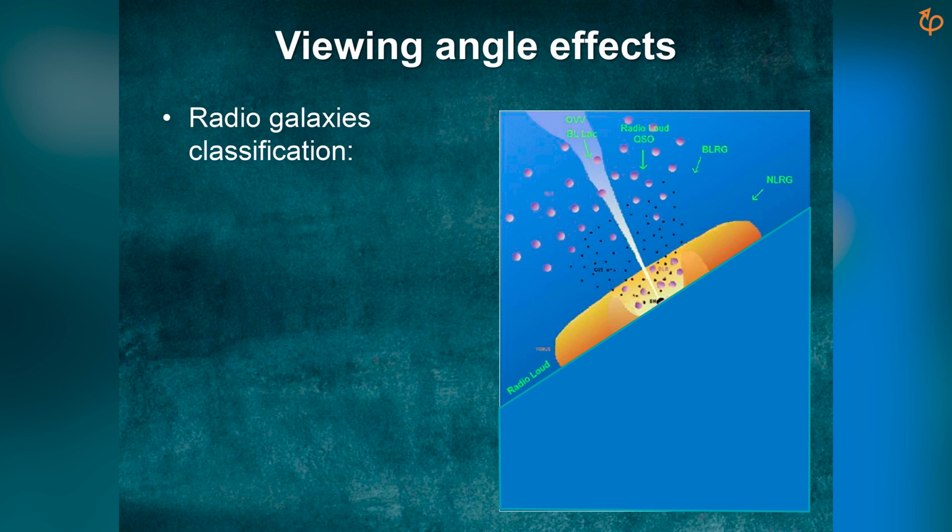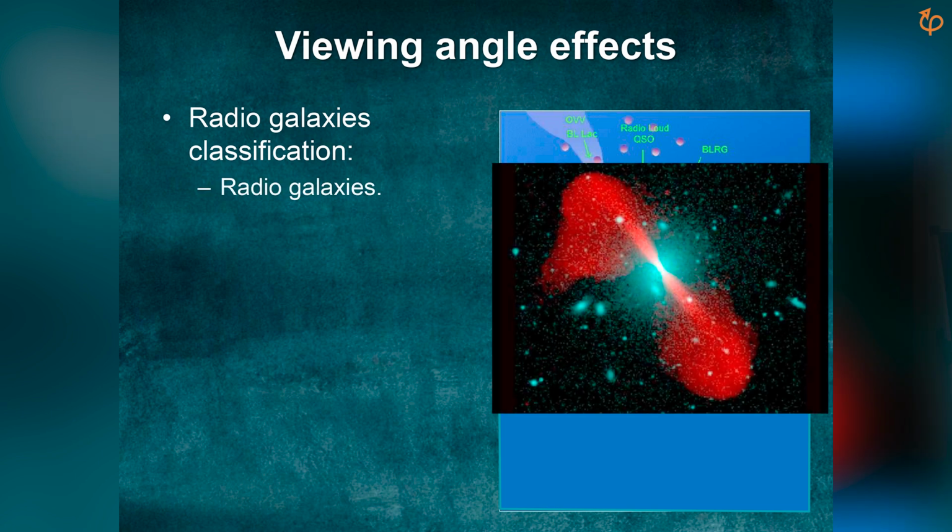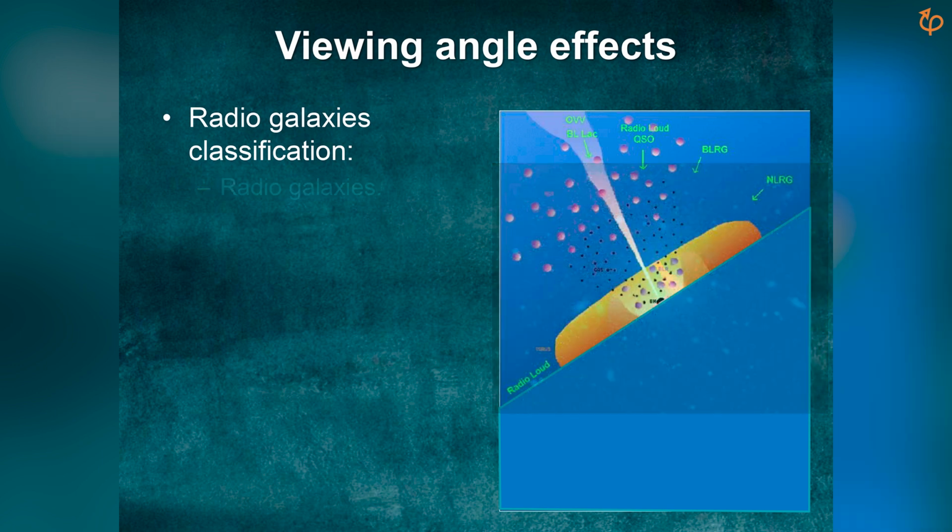So even within this group, we can go further and subclassify, because when the jets are going in that direction, what we will see depends on where we are located. If we are located at a large angle to the jet, we will see these huge jets that are going across the sky, and we call these objects radio galaxies. So in radio galaxies, we are located at a large angle from the jet and we see it moving across the sky.